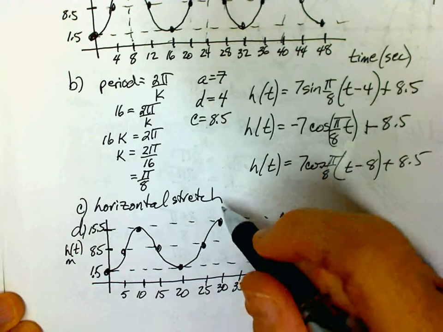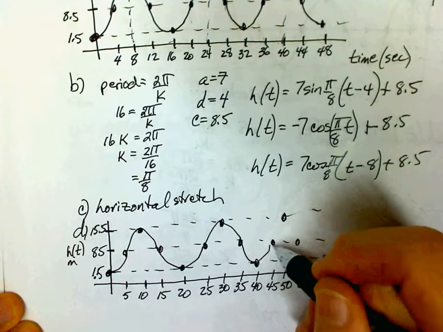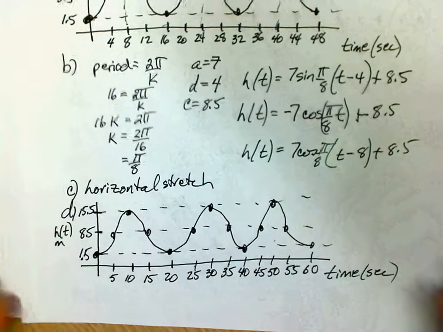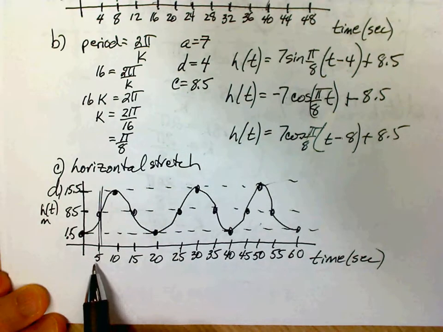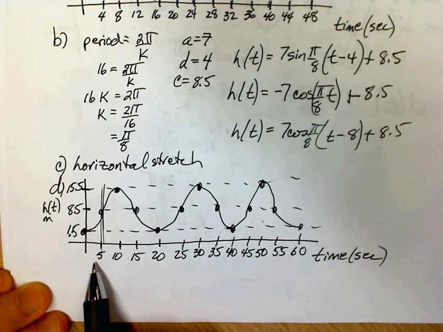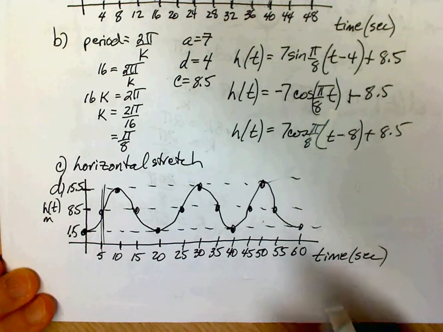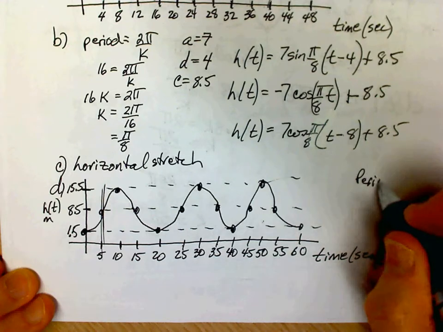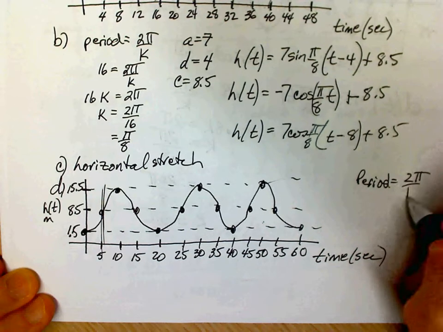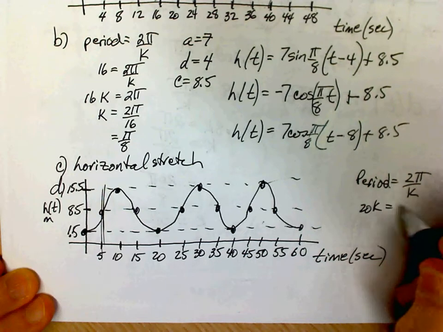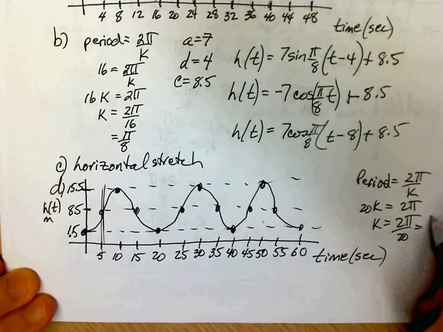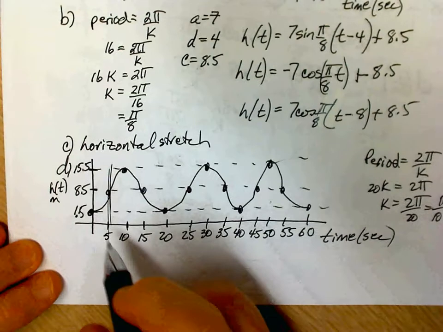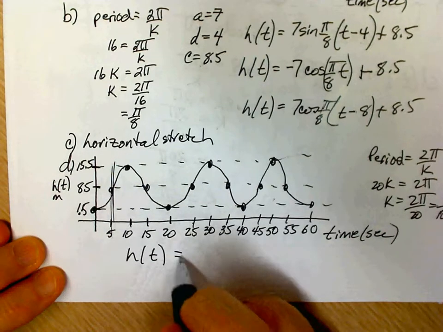Okay. So we could draw a sine function. Notice there's a phase shift here of 5 seconds. Period is 20, so period equals 2 pi over k. 20k equals 2 pi. K equals 2 pi over 20 equals pi by 10. So h of t equals 7 sine pi by 10 times t minus 5, plus 8.5.